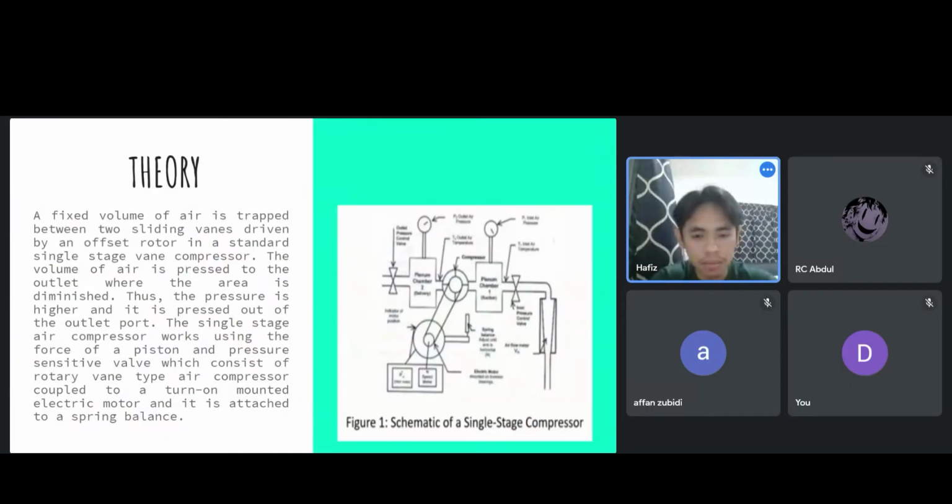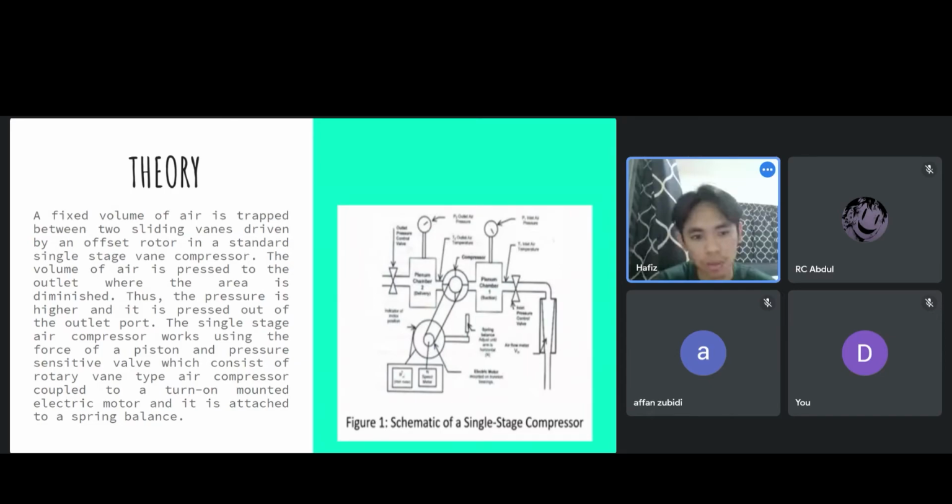So, I am Muhammad Al-Hafiz. I'm going to explain about the theory of the experiment. A fixed volume of air is trapped between two sliding vanes driven by an offset rotor in a standard single-stage vane compressor. The volume of air is pressed to the outlet where the area is diminished. Thus, the pressure is higher and it is pressed out of the outlet port.